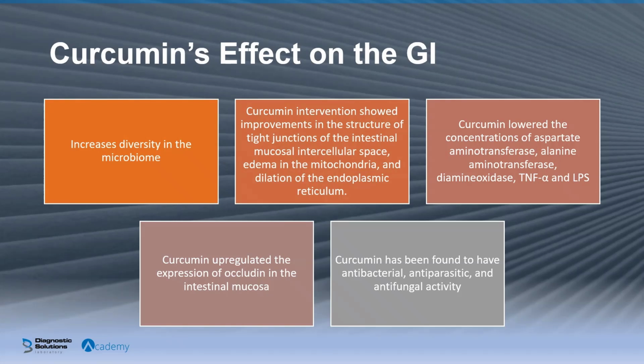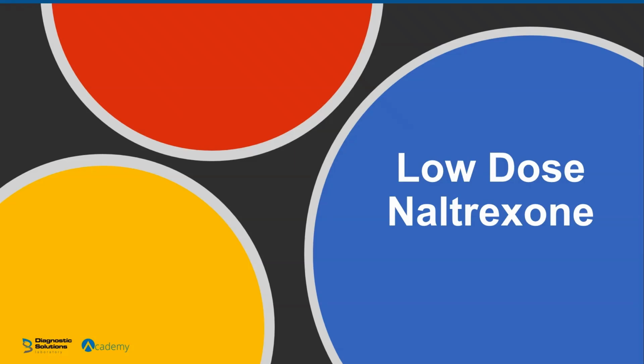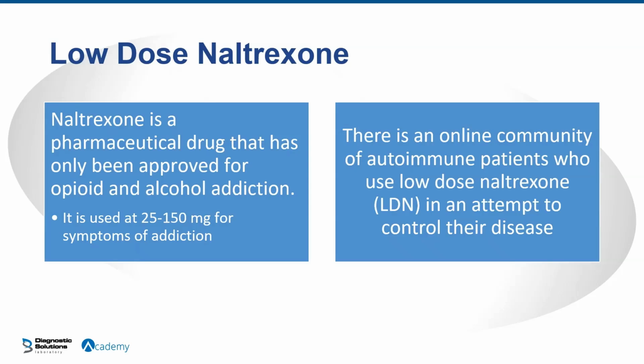Low-dose naltrexone is another very useful agent that we'll often use with these patients. It's a pharmaceutical drug that's been approved for opiate and alcohol addiction in the 25 to 150 milligram range. There's a lot of clinical case studies that are showing low-dose naltrexone use and lots of discussion in the online community to treat autoimmune diseases in different stages.